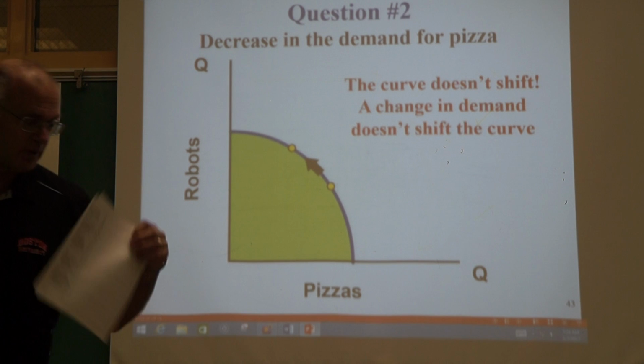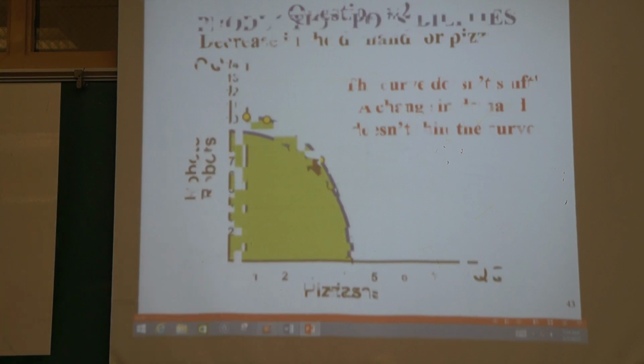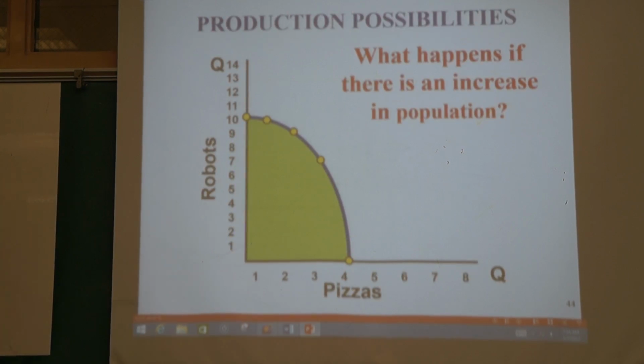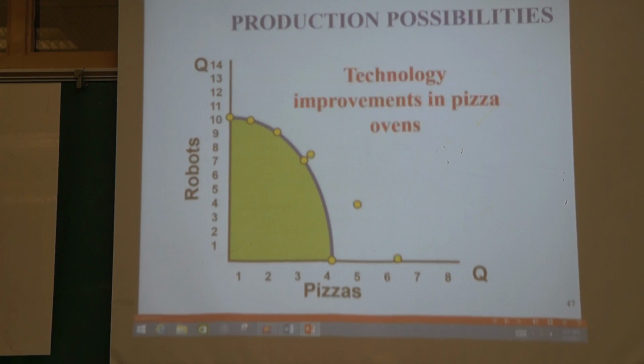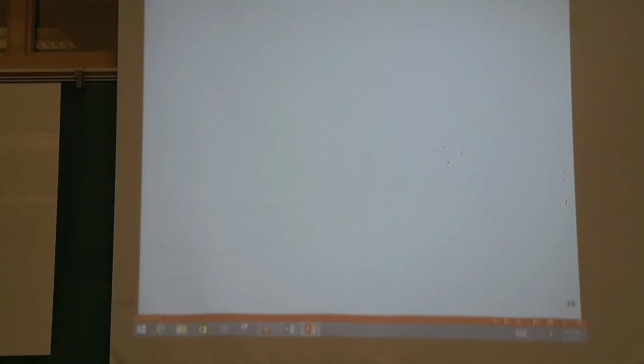Is there another practice one there? No. Okay. All right. What happens if there's an increase in the population? What would happen here? It all shifts out. Okay? Technology improves pizza ovens. That's what you were talking about before, right, Patty? Where we just move out there, the pizza ovens. All right.